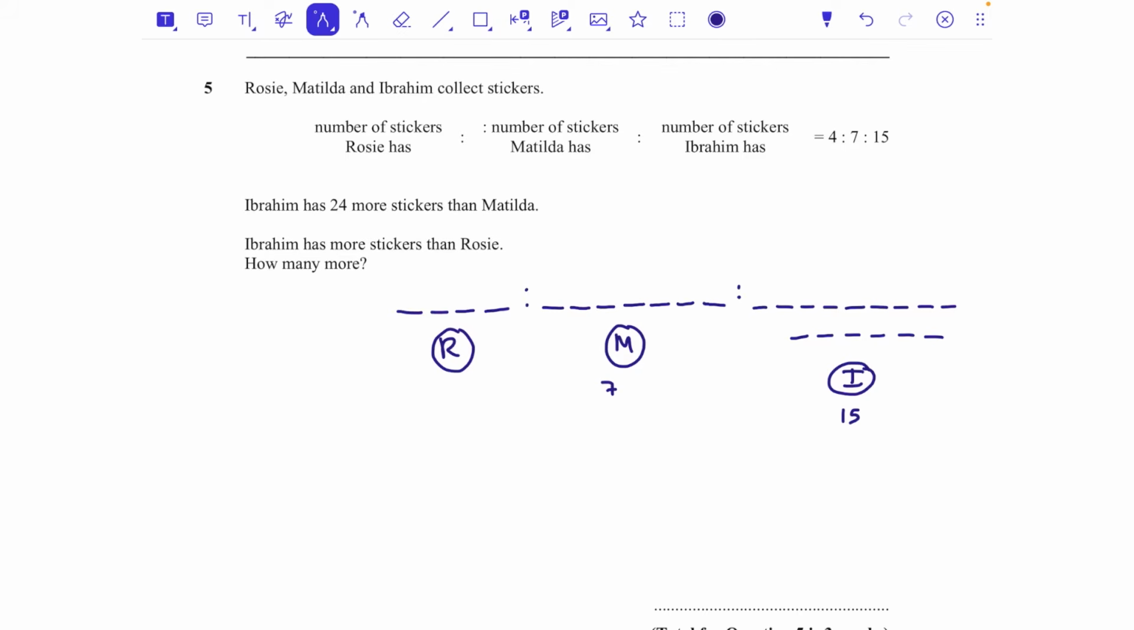So we know that if he's got 24 more stickers, they must be on the extra 8 lines. So therefore we know that 8 parts is equal to 24. 8 of those little lines must be worth 24. And if we divide that by 8, we get 3. So I know that each of these little lines has 3 on it.